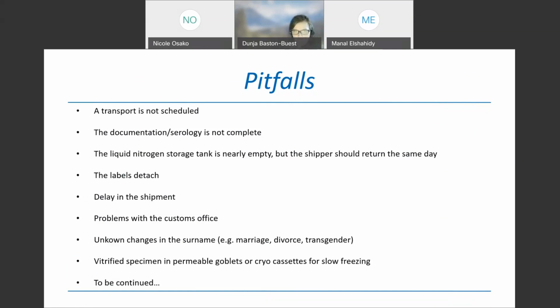Or perhaps your liquid nitrogen storage tank is empty or nearly empty, but the shipper should be returned because it belongs to the other center. Sometimes it happens that the labels detach, so be sure that you have cryogenic labels that work more than 1 year. And there also might be a delay in the shipment. So sometimes we wait about 2 days for the shipment to arrive.